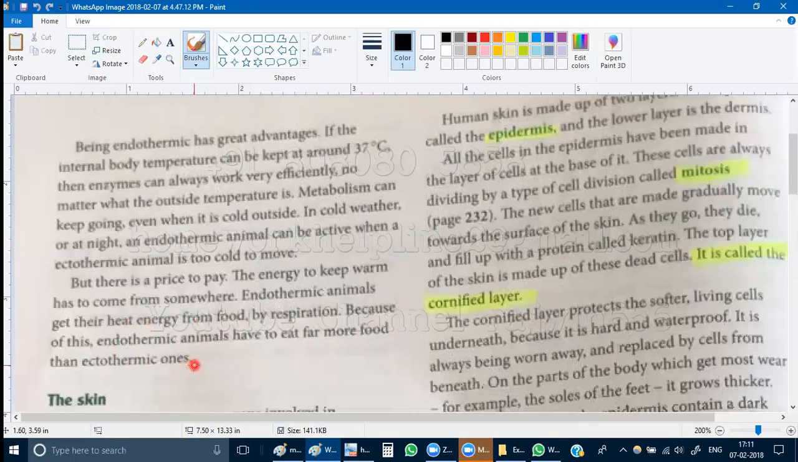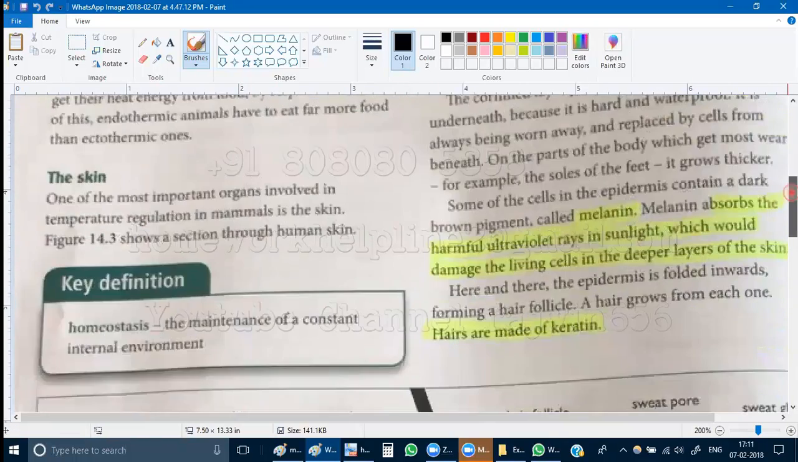So even when we are, for example, sleeping, if the outside temperature is low, that much heat energy has to be produced. In such a case, the food will get used up. So that much more food has to be eaten by endothermic animals.